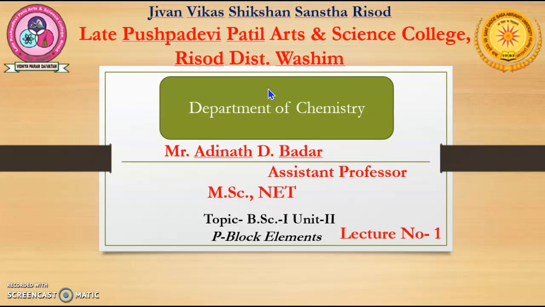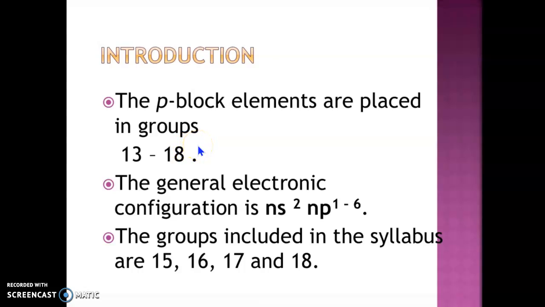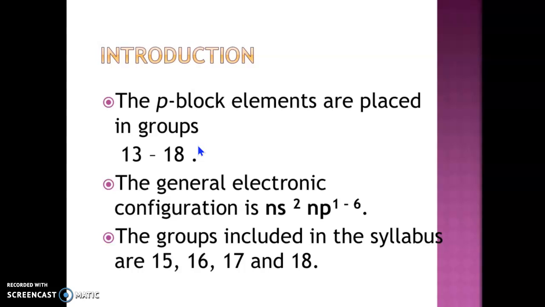Today I am going to discuss the topic for B.Sc first, Unit second, Part B, that is p-block elements, lecture number first. So firstly, we see what the p-block elements are and their position. Simply, the p-block elements are placed in the periodic table from the 13th group to the 18th group, and the elements whose last electron goes in the p orbital are called p-block elements.